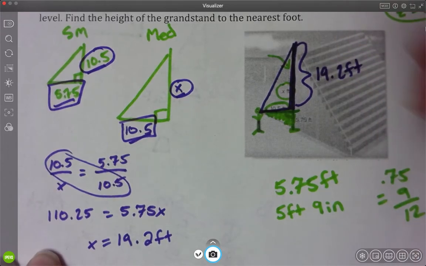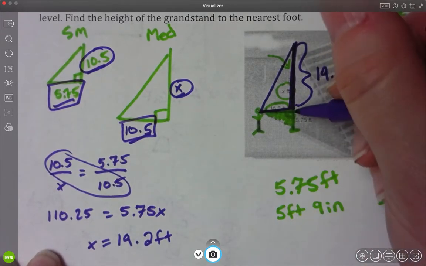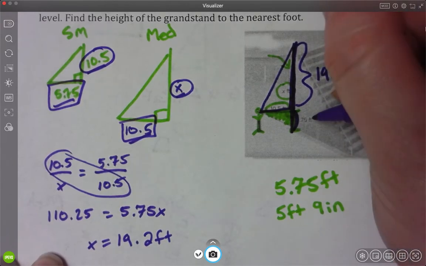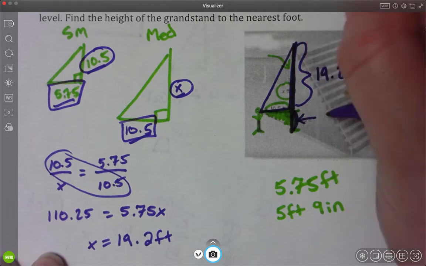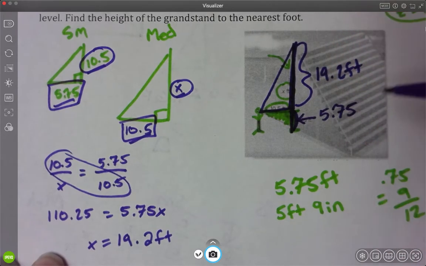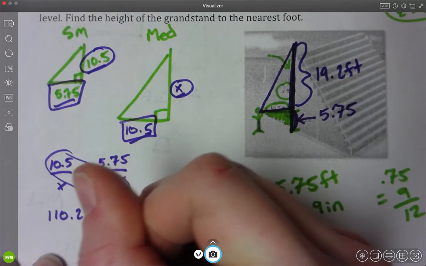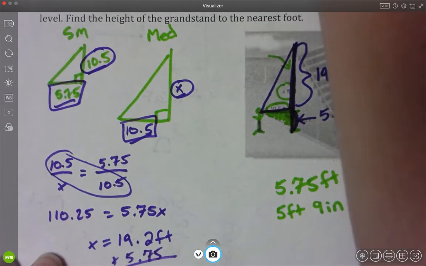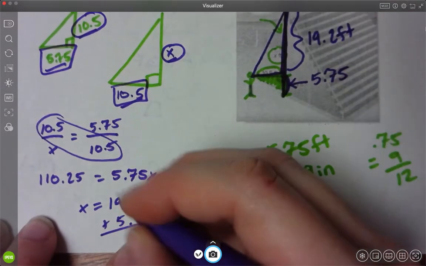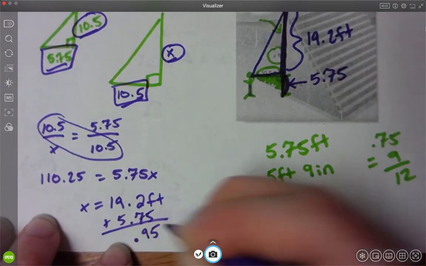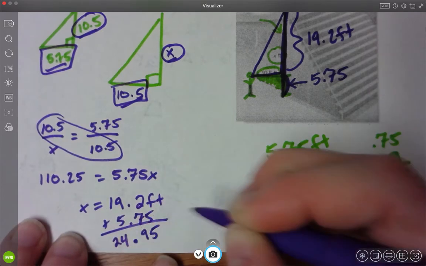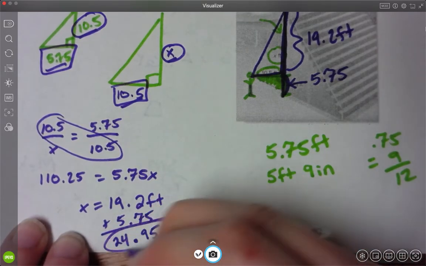Okay, but from here to here is 5.75, and they want the whole length of the grandstands. So if this is 5.75, we're going to add that to the 19.2 to get the entire length, okay? Try to do some of this in your head if you can. 0.95, I know, is that as a decimal. And then this would be 24. So 24.95 feet. And there you are.